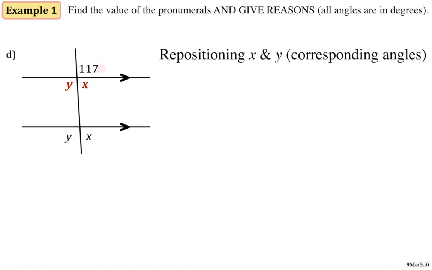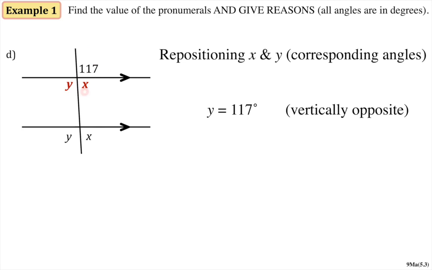Now that I'm looking here, I can see y and 117 are opposite to each other. So y equals 117. What's the reason they're equal to each other? If they're opposite, it's called vertically opposite. How can I find x?